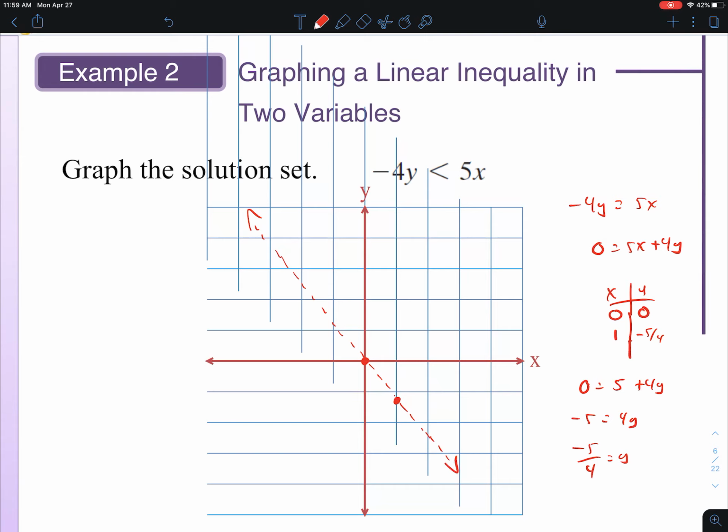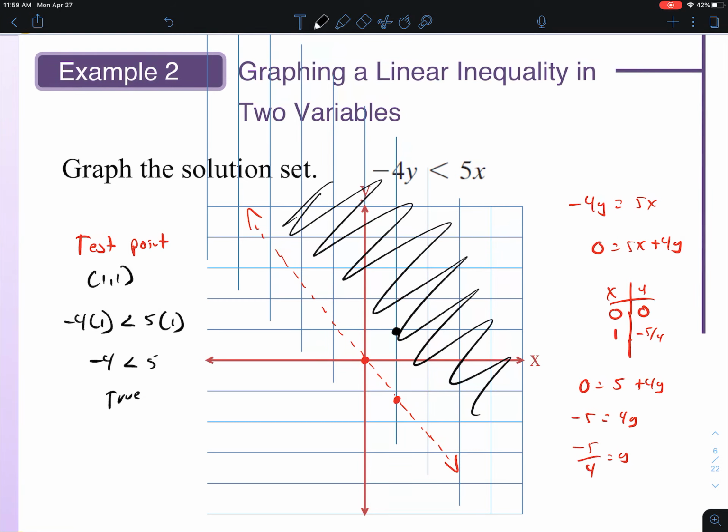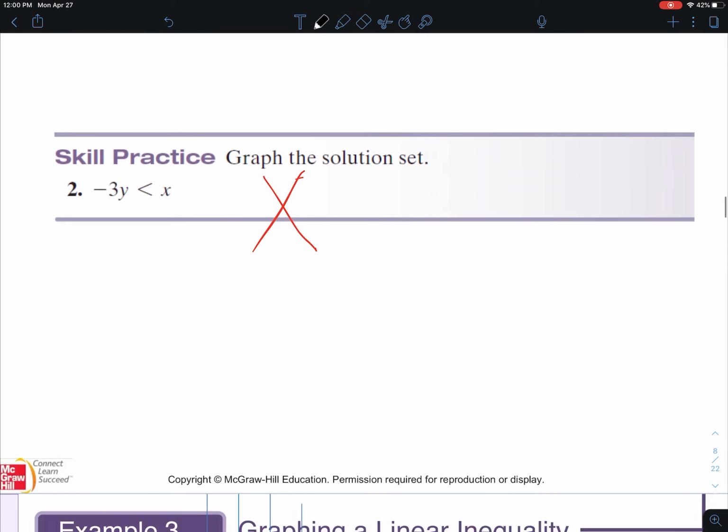Next thing I'm going to do is choose a test point. Now, remember I told you before, if the line goes through the origin, then you have to pick another one. So I'm just going to choose 1, 1, right? That's my test point. So negative 4 times 1 is less than 5 times 1. So negative 4 is less than 5. That is a true statement. So I am going to shade the region that has my test point. Okay. All right, let's go to the next one.